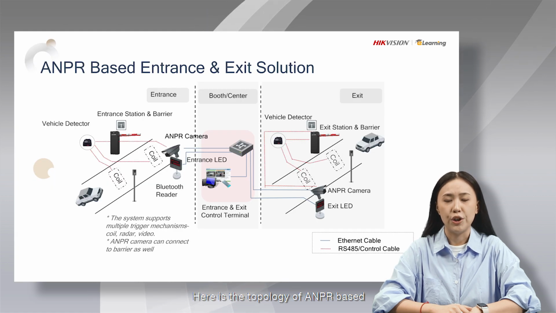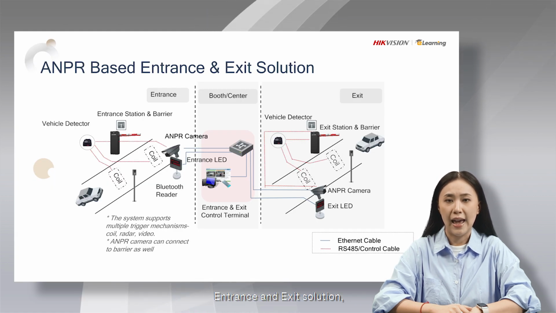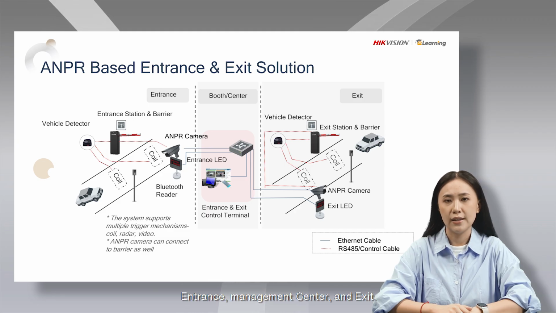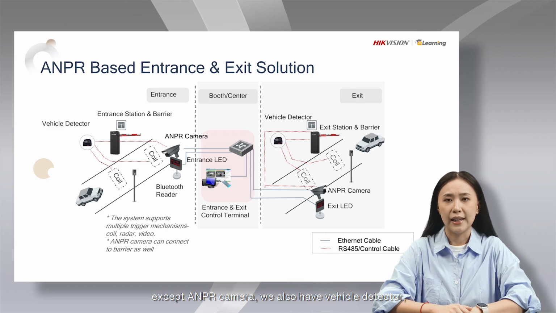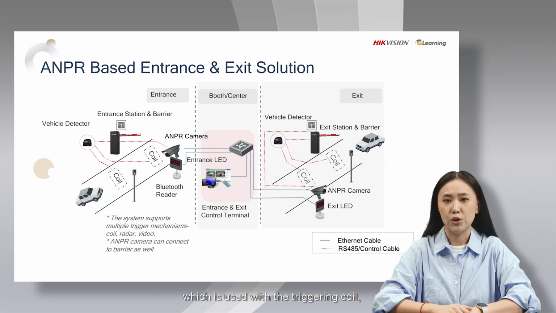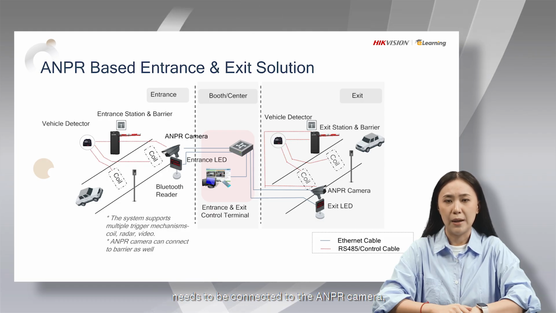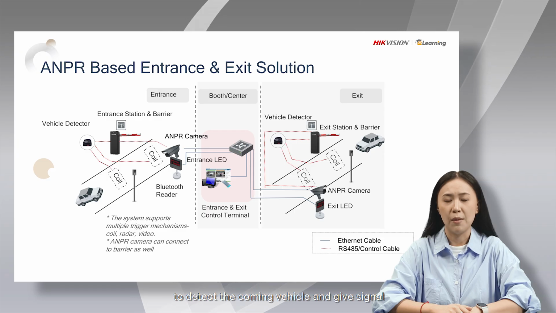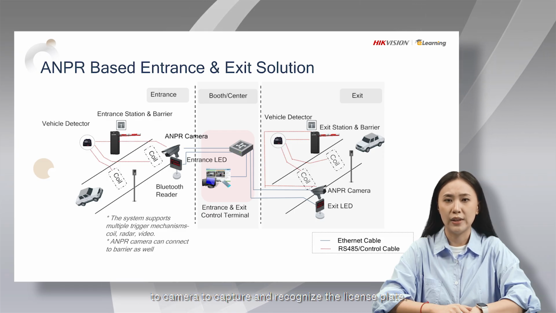Here is the topology of the ANPR-based entrance and exit solution. We can see that in the whole system, we divide the entrance and exit scene into 3 parts: entrance, management center, and exit. At the entrance, except the ANPR camera, we also have a vehicle detector, which is used with a triggering coil. It needs to be connected to the ANPR cameras to detect the coming vehicle and give a signal to the camera to capture and recognize the license plate.